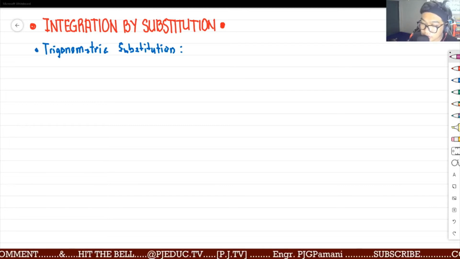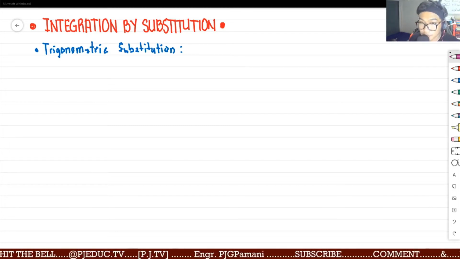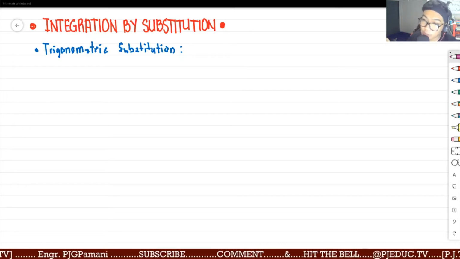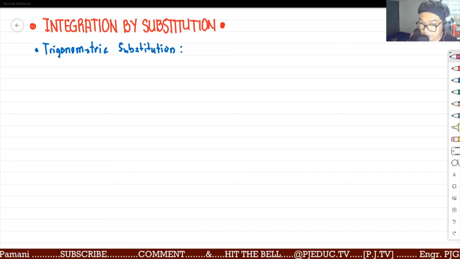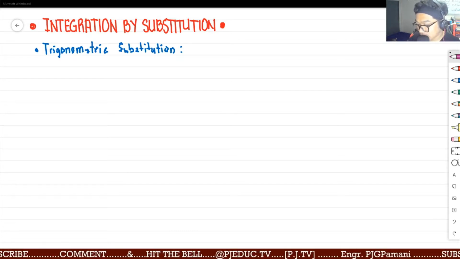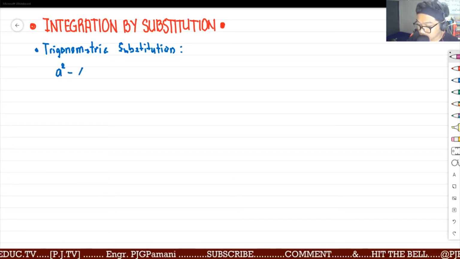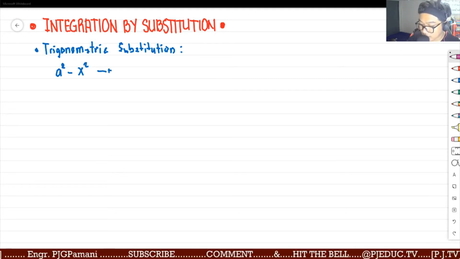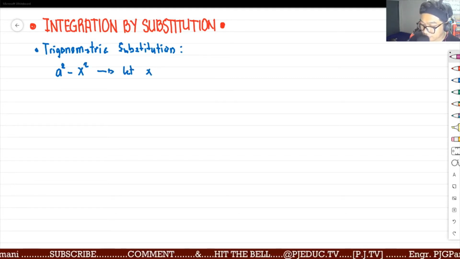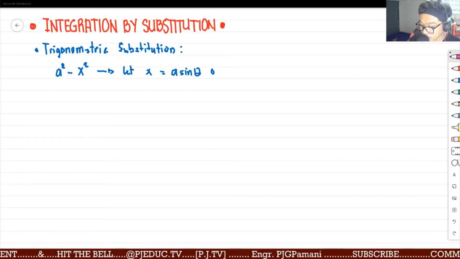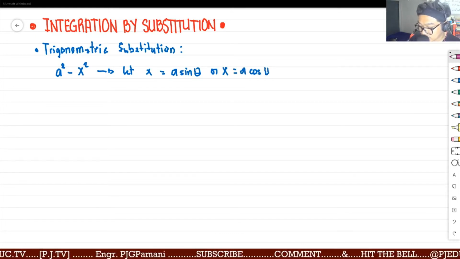Rules that we need to consider with trigonometric substitution. If the given integrand, or the problem to be evaluated as an indefinite integral, has the following terms: if the integrand contains a squared minus x squared, you may evaluate it by letting the variable x equal a sine theta or x equal a cosine theta.